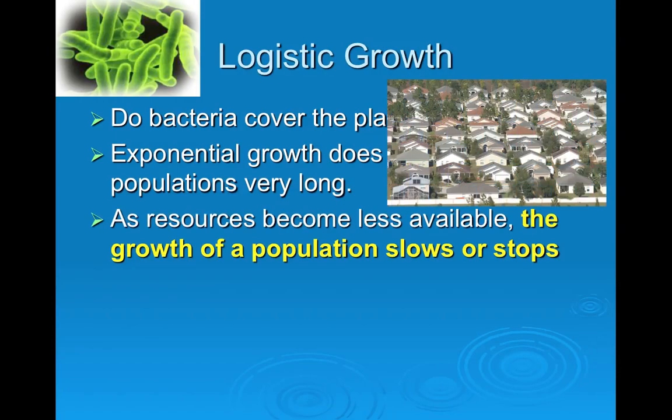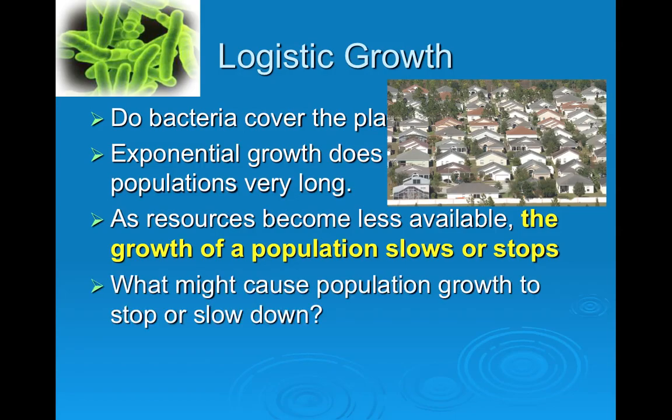What happens is you use up all of the resources. And when you use up all of the resources, such as food or space, your population growth is going to slow down very fast, I should say. And then eventually your population growth is going to stop. I didn't say that all the population is going to die, but the growth of that population is going to stop. So what might cause population growth to stop or slow down?